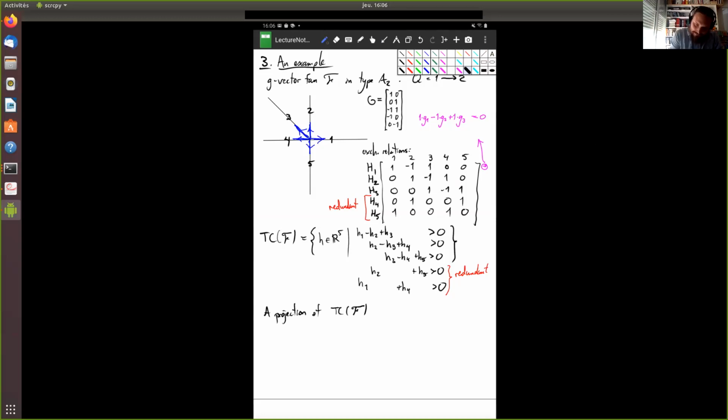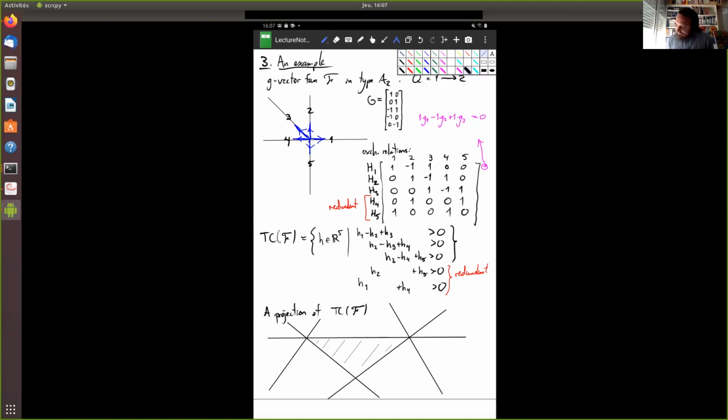So let me draw first a couple of lines, and I'll explain what I'm doing afterwards. And hopefully it will become clear. Okay, so this region in here is the type cone. So whenever you have a point in here, it means that you have an H such that all inequalities are satisfied. Now what's happening here?